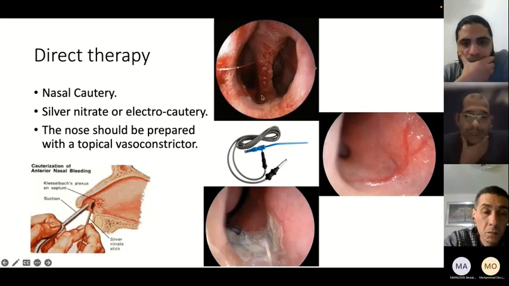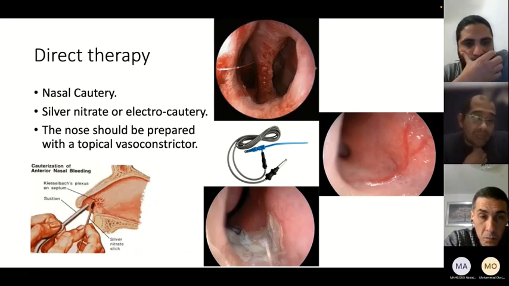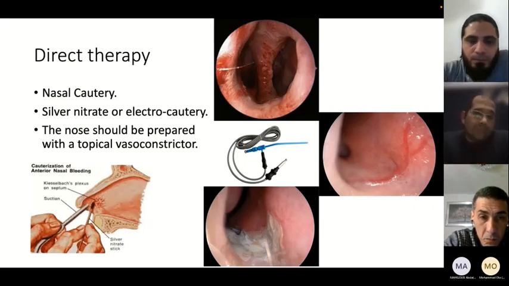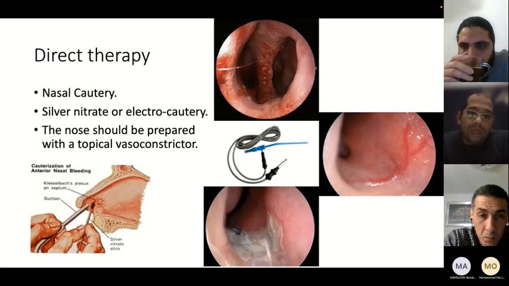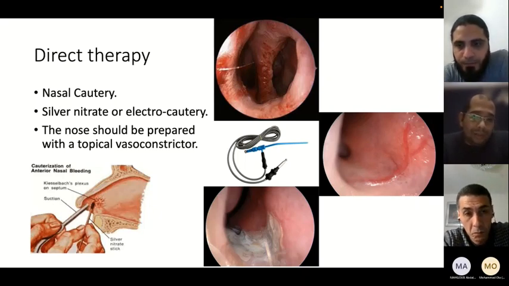Once we did this and the bleeding stopped, we should do a further examination of the nose, including nasal rigid endoscopy, to identify any other causes. The patient may have another cause in the nose, there may be another bleeder elsewhere. So typically we should do this following controlling the bleeding.